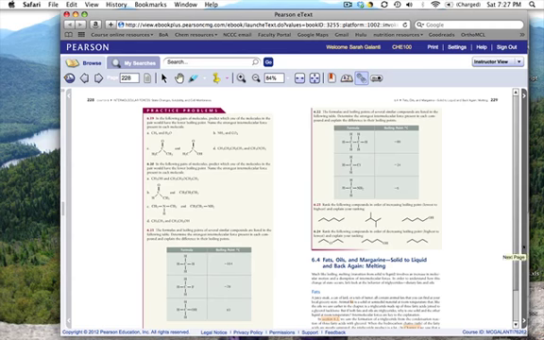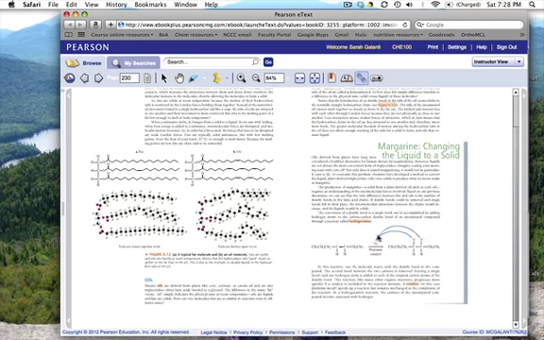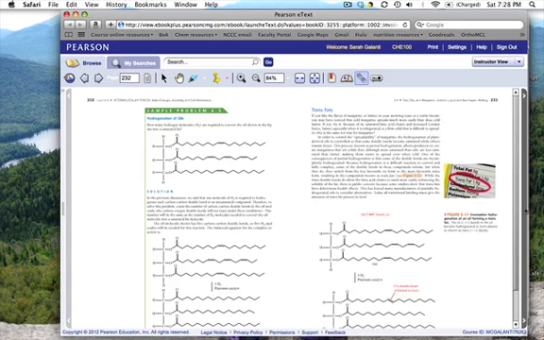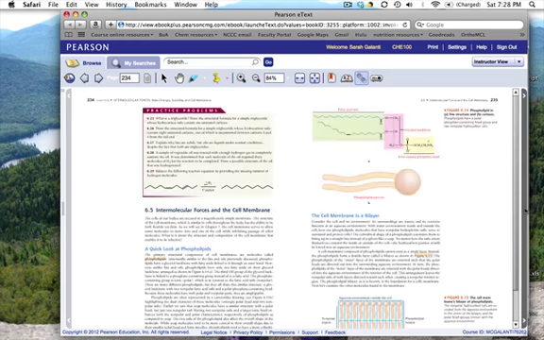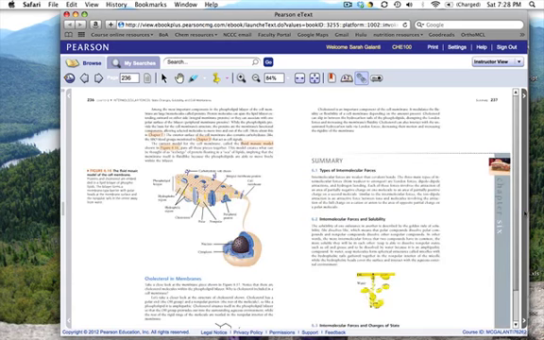Section 6.4. Yes, I do have questions from this section as well. So make sure you know about your saturated fats and your unsaturated fats and how intermolecular forces affect the structure of each of those. I don't have any questions from this section on intermolecular forces in the cell membrane. Okay?